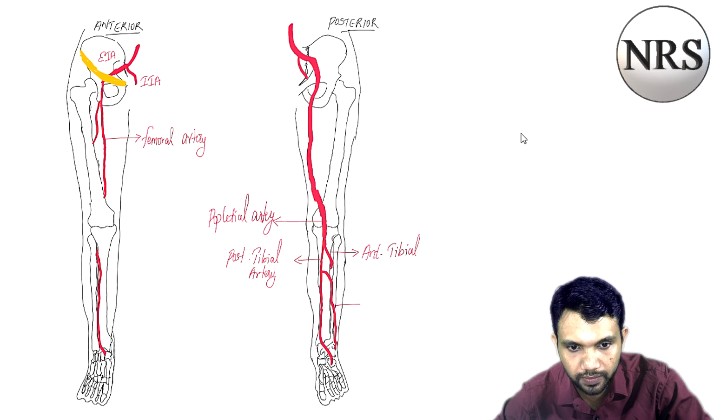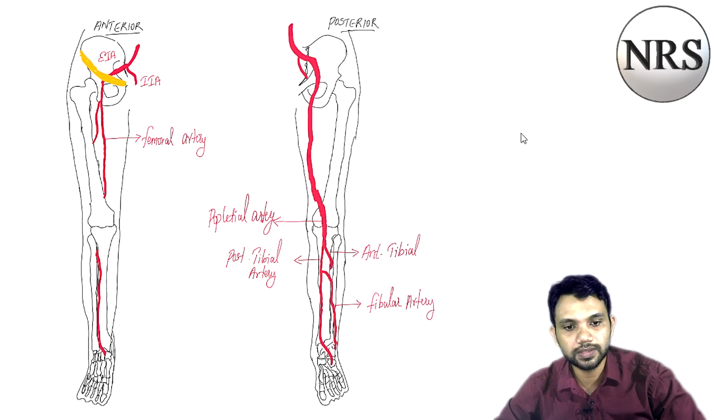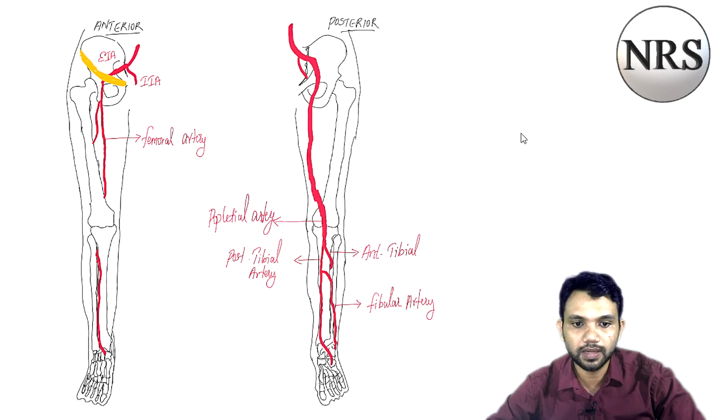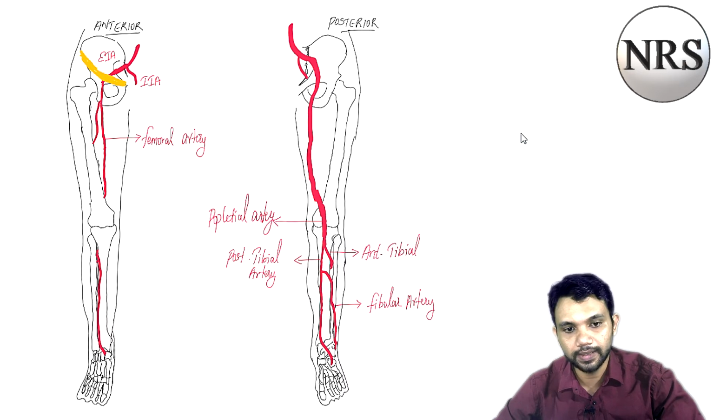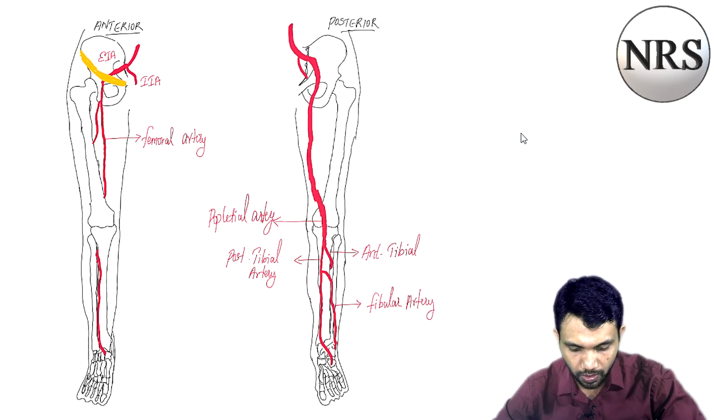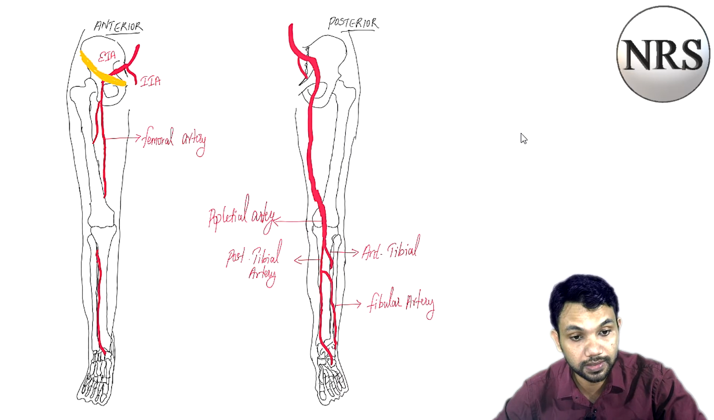Okay, this we will mark here. This is the fibular artery. Almost all these main arteries are running in the posterior aspect of the leg. Okay, so we have seen almost all the important arteries.